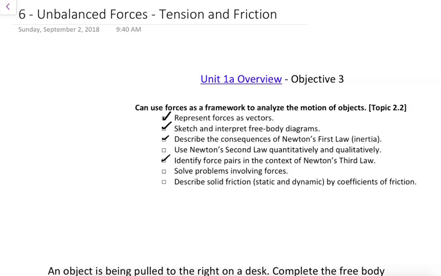Hi class, this lesson is on unbalanced forces with a focus on tension and friction. Our focus today is using Newton's second law quantitatively and qualitatively, solving problems involving forces, and we're definitely going to describe solid friction by coefficients of friction.